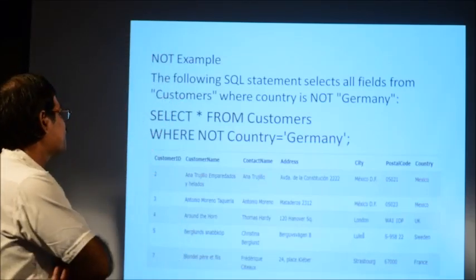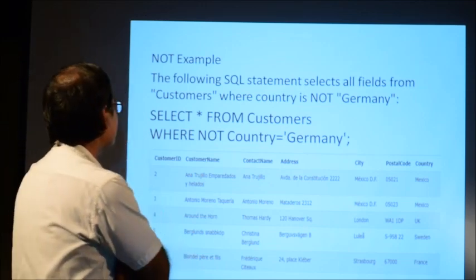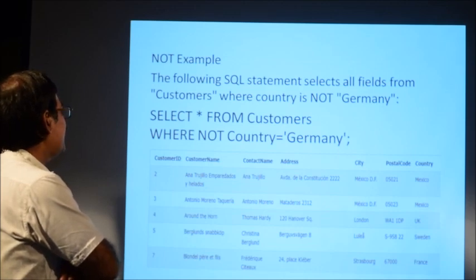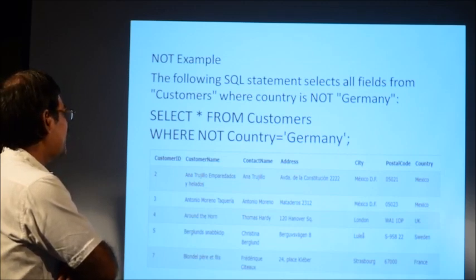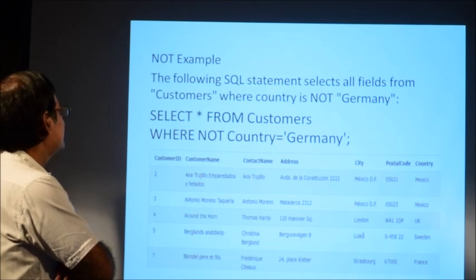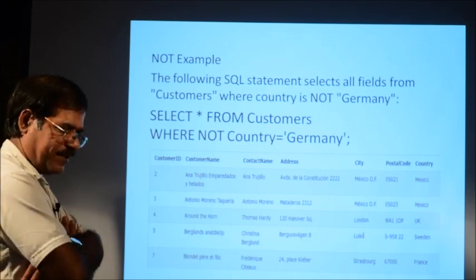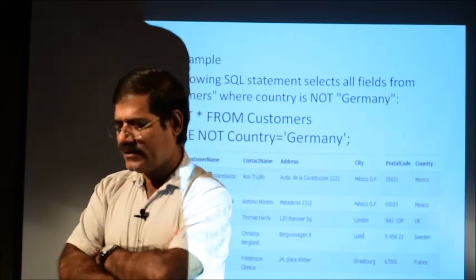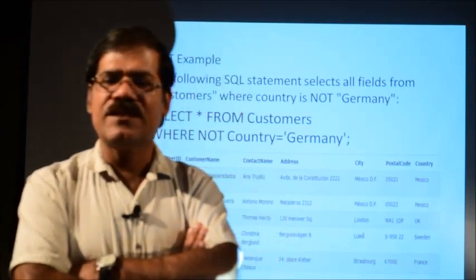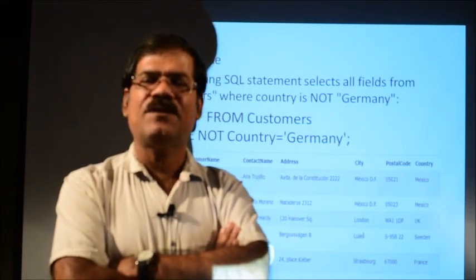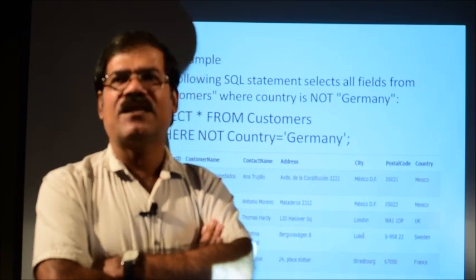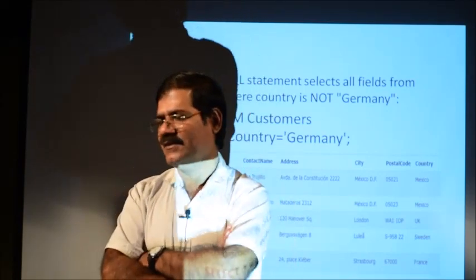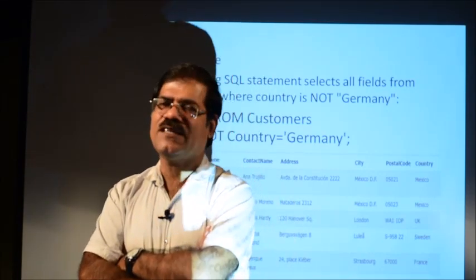Now the NOT example. The following SQL statement selects all fields from customers where country is not Germany. Suppose I say show me the details of the customers whose country name is not Germany, that means except Germany, all other countries, you show me the details. Not Germany means it should not be Germany.